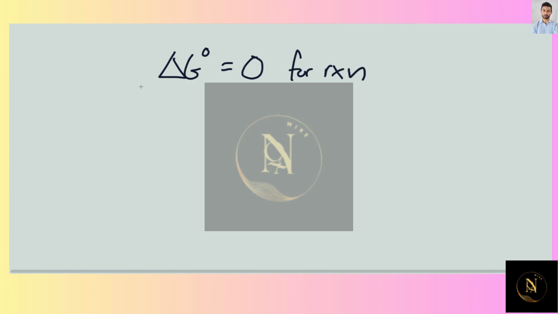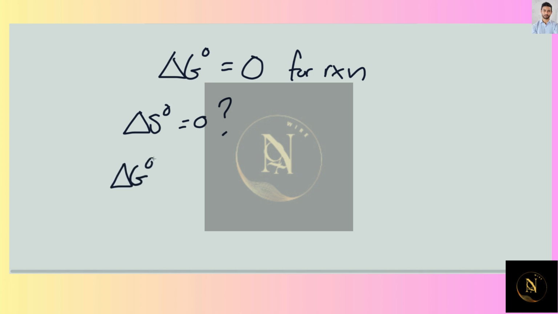Okay, we know that the standard free energy change, delta G naught, is 0 for a reaction. We need to figure out which of the following statements about the reaction are true. The first is that the standard entropy equals 0. Is this true? Well, there's really no way of knowing.